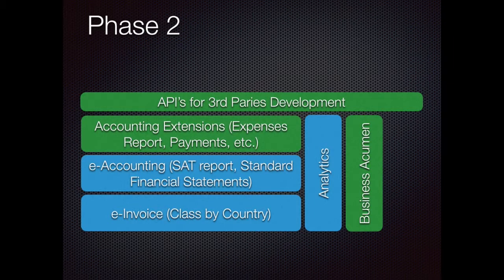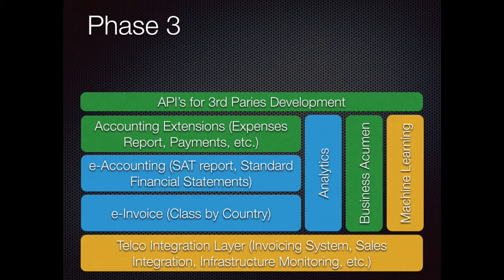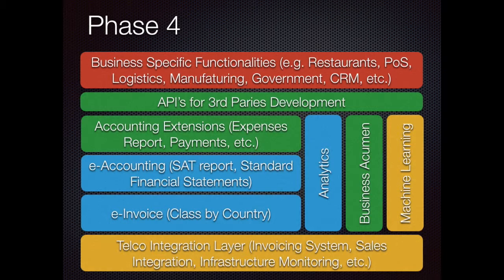The second phase consists in the generation of the accounting extensions with the inclusion of the business acumen involved. The API of the third parties to add functionality is part of this phase. The third phase consists of the machine learning integration to the core, and depending on the collaboration and requirements of each service provider, the telco integration layer will be developed. Finally, the phase 4 will look for specific business niches to start extending the platform in-house.